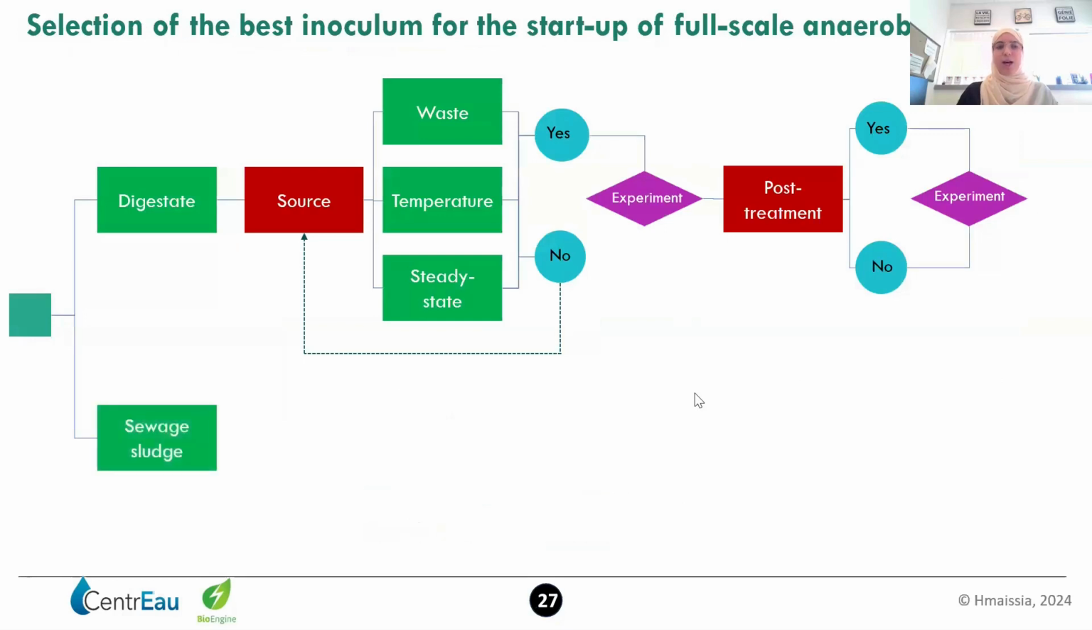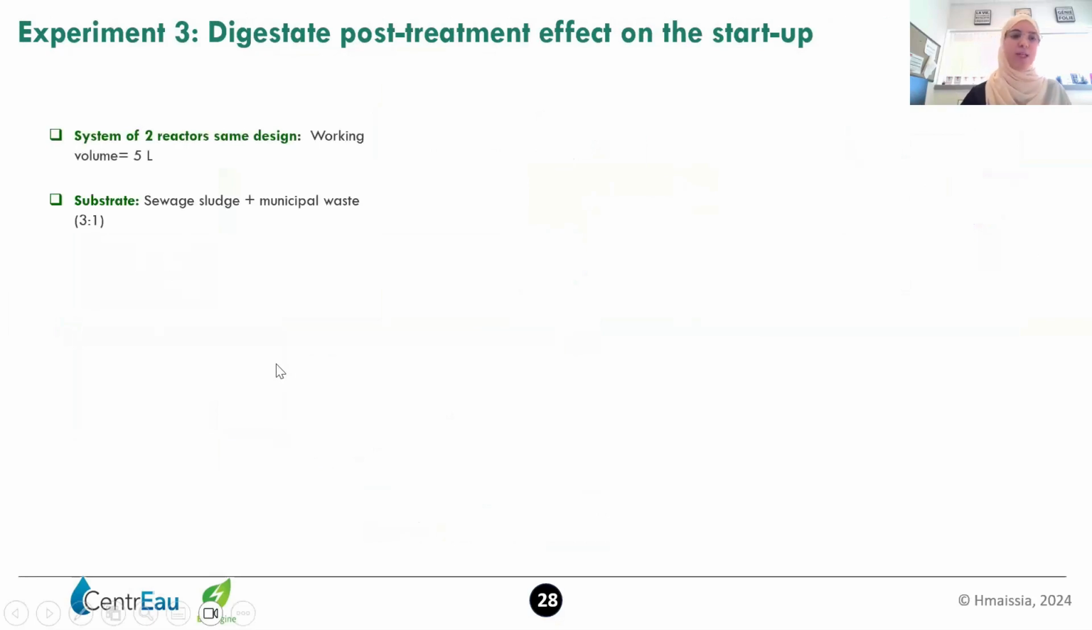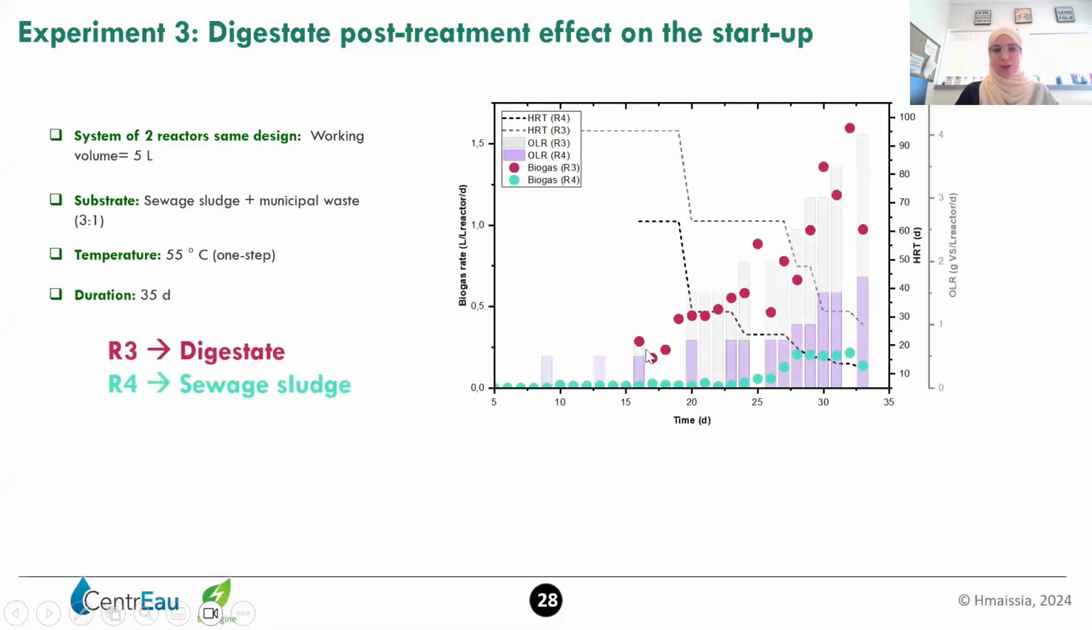Then we had another question, which is, okay, digestate is good, we all know, because it has a lot of microorganisms at the beginning of the startup phase, but we know also that sewage sludge has some microorganisms. So what if we use the sewage sludge as inoculum, and we wanted to compare it with a startup with digestate? And for that reason, we ran a third experiment. So we used a system of 2 reactors using a mixture of sewage sludge and municipal organic waste under 55 degrees Celsius for 35 days. So here, pink circles, reactor 3, was inoculated with digestate. And even though it was started up after 2 weeks of reactor 4, which was inoculated with sewage sludge, there was a better production of biogas, and we wanted to quantify this production.